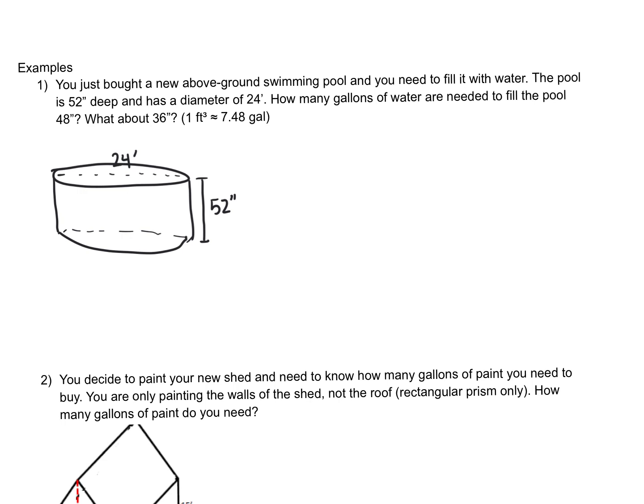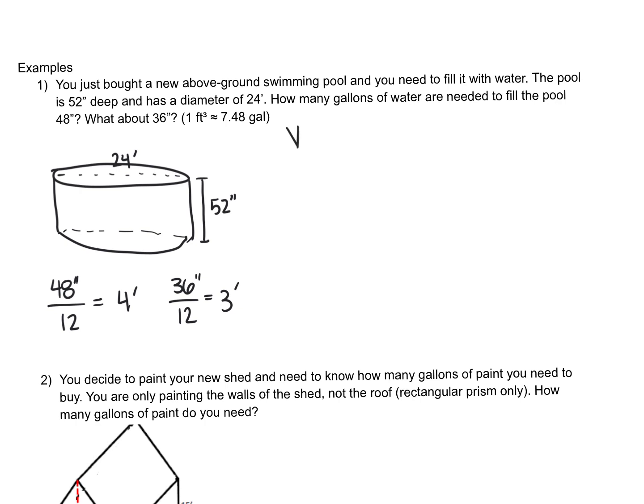Now, when you fill a pool, you don't fill it up to the very top. You fill it up to a specific depth. And in this case, we want to fill it up to 48 inches. Now, I can't have one part of my formula in inches and the other part in feet. So I do need to convert 48 inches to feet. And the way I do that is I divide by 12, which gives us 4 feet. So we're trying to figure out how much water do I need if I fill it 4 feet. The second part is 36 inches, which when divided by 12 is 3 feet. So we're trying to figure out how much water do I need for a 4-foot depth versus a 3-foot depth.